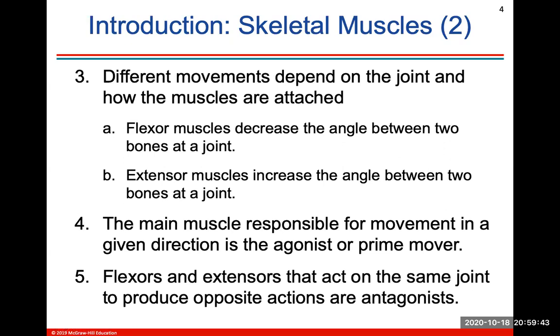So we have flexor muscles decreasing the angle, extensor muscles increase the angle. The main muscle responsible for movement is the agonist or the prime mover, and flexors and extensors that act on the same joint to produce opposite actions are antagonists. And that would be like your biceps and triceps. Your biceps flexes your arm, your triceps extends the arm.